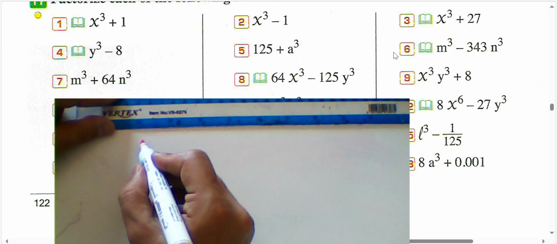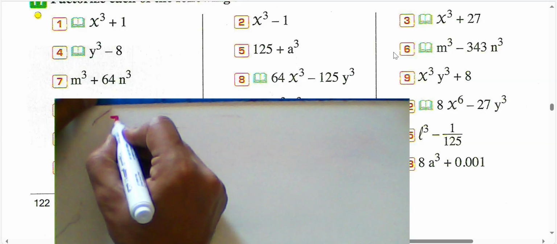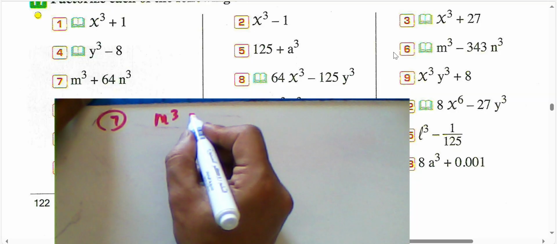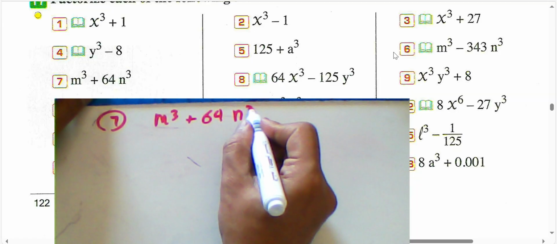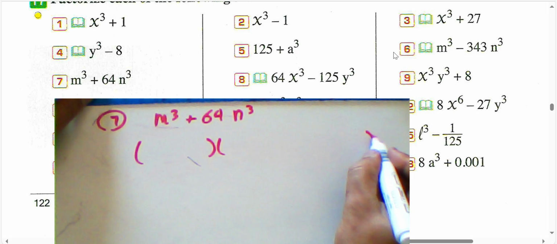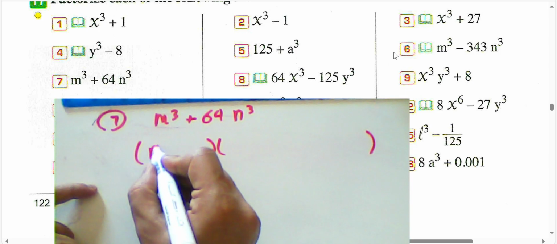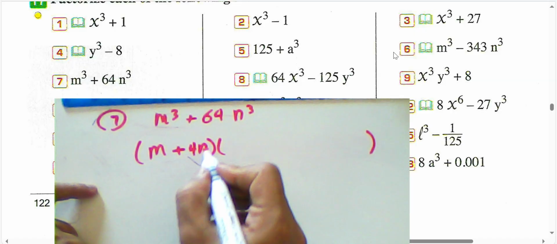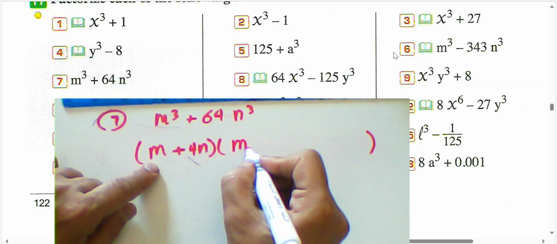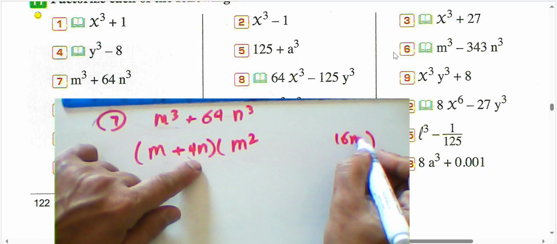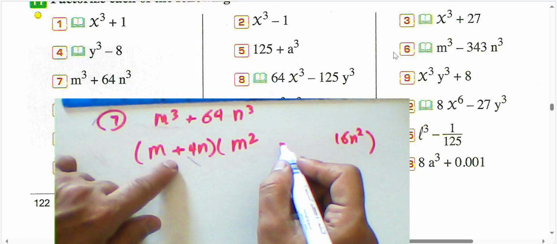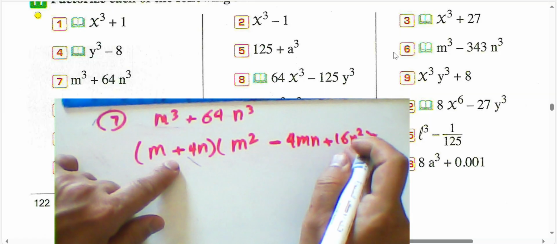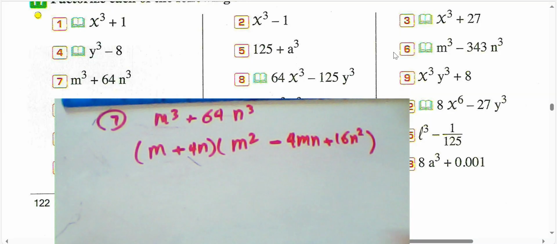Question number 7. m power 3 plus 64 n power 3. We can factorize the expression with small and great brackets. Cubic root of the first and the second: cubic root of 64 equals 4n, and 4n power 2 equals 16n power 2. In the middle, first and second, change the sign: negative 4mn, and this will be positive all the time. Okay, next question.